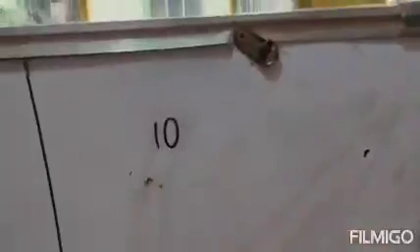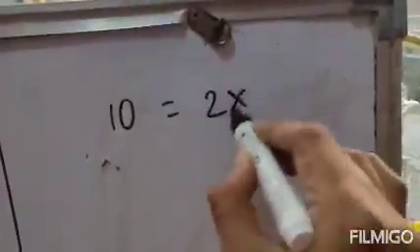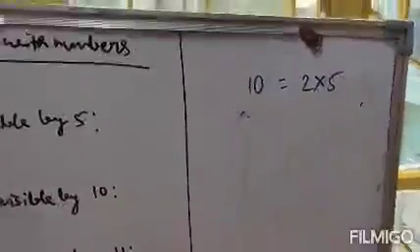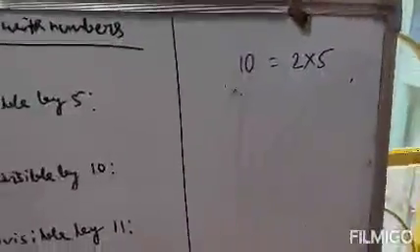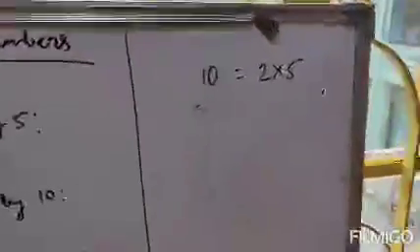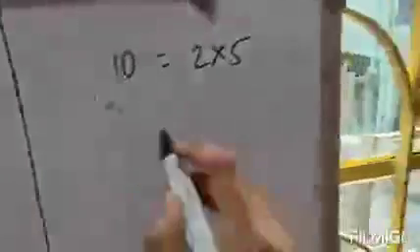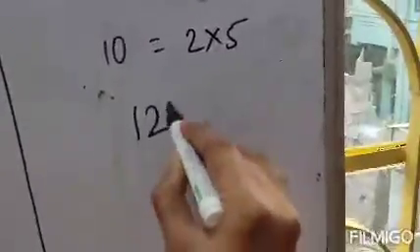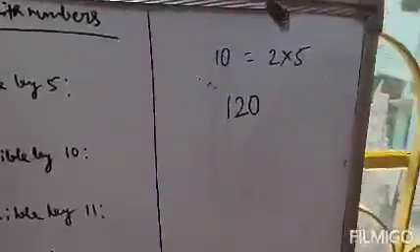Clear? Next, the divisibility rule of 10. 10 equals 2 into 5. So if a number is divisible by 2 and 5 both, then that number is divisible by 10. Clear? Suppose the number is 120. If it is divisible by 2 and 5 both, only then it is divisible by 10.